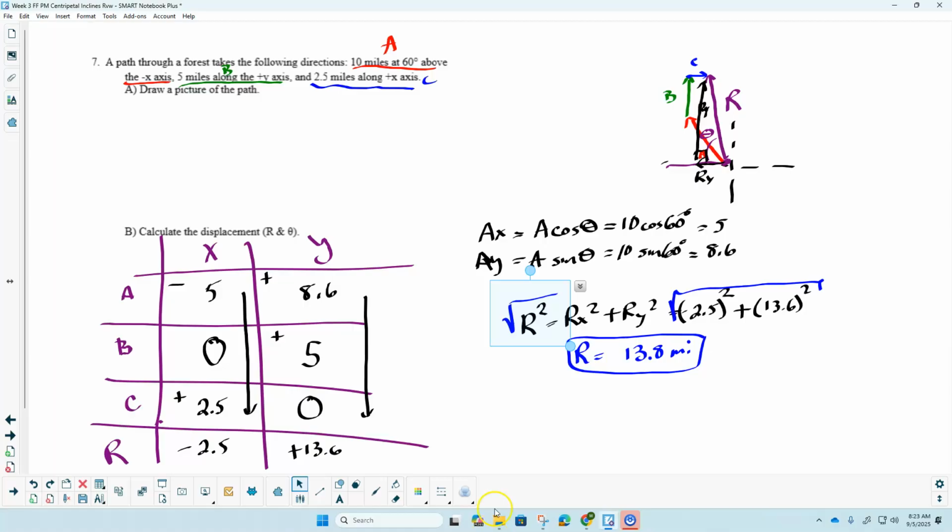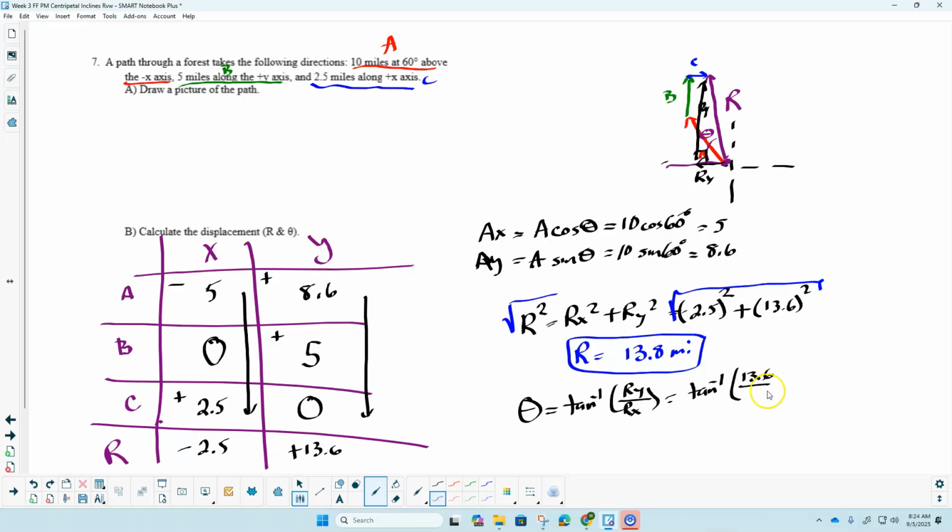The last step here is to get theta. So theta is the inverse tan of the opposite over the adjacent. We're always going to measure the angle from the horizontal, so the opposite is Ry, and the adjacent is Rx. Again, you don't have to worry about the number or the sign of the number here. So I'm just going to put in the y, which is 13.6 divided by 2.5. If you put negative 2.5, you're going to get a negative angle, but we describe the angle, so you don't have to worry about that.